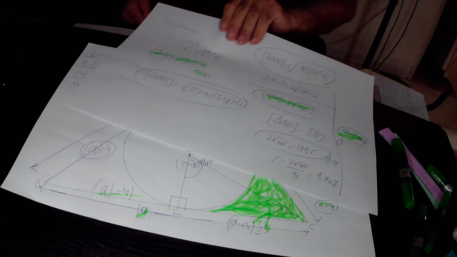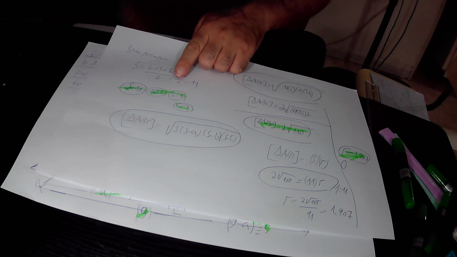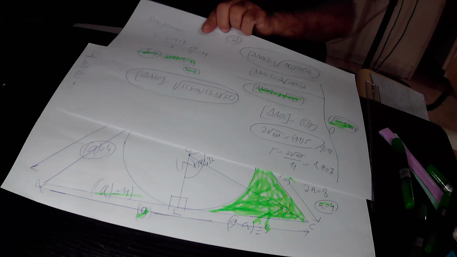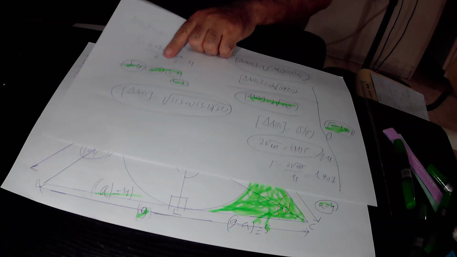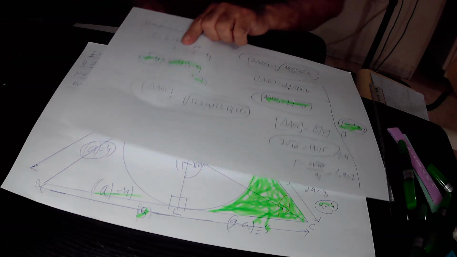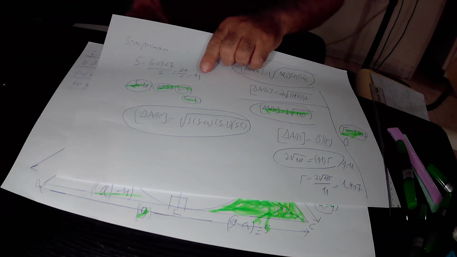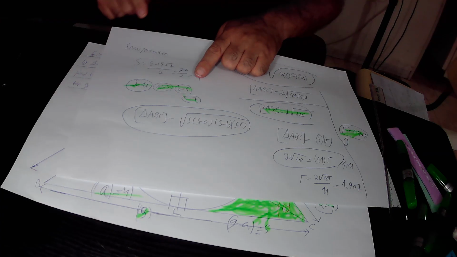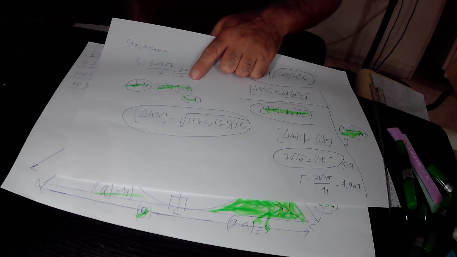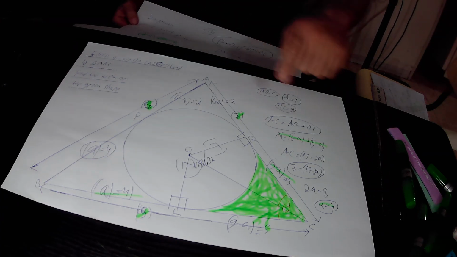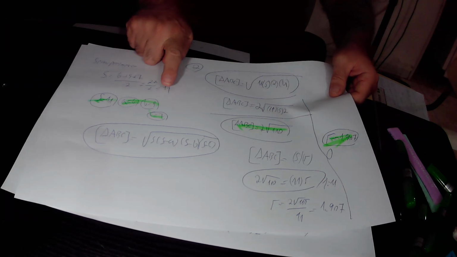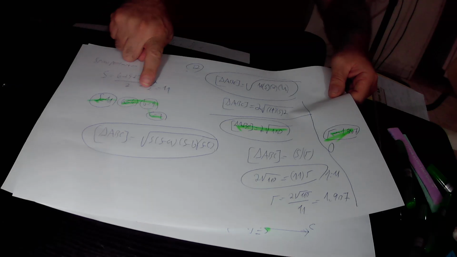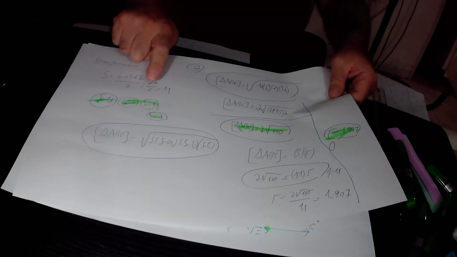Side BC is defined as a, that is 9. Side AC is defined as b, that is 7. Side AB is defined as c, that is 6. So in total, a equals 9, b equals 7, and c equals 6.